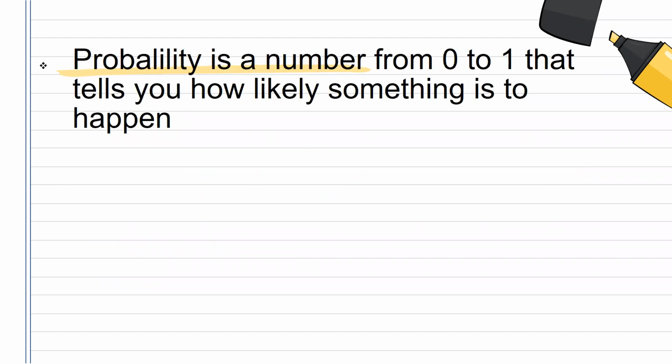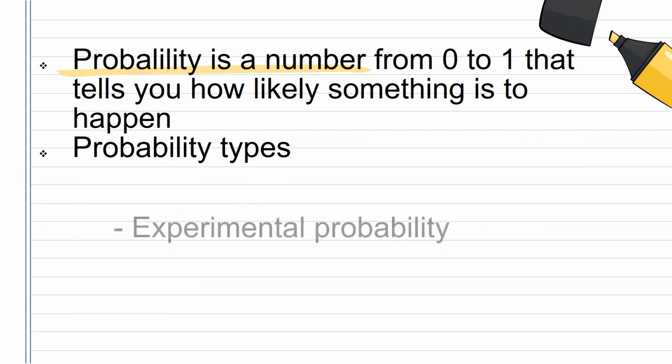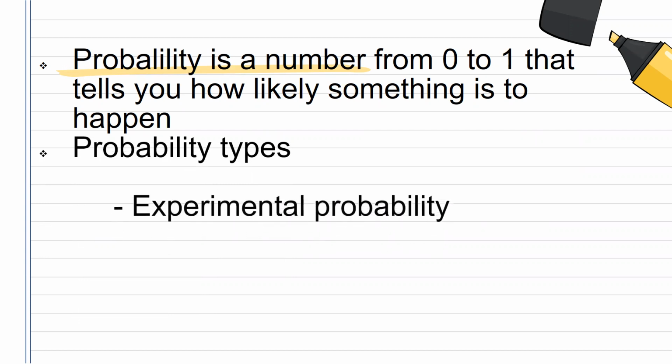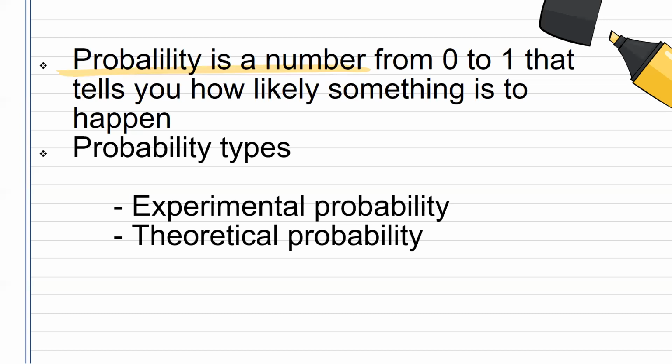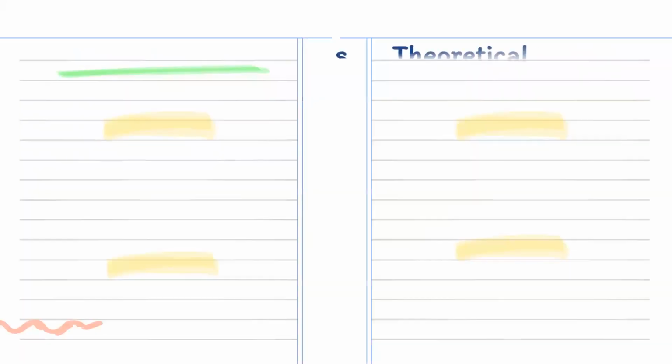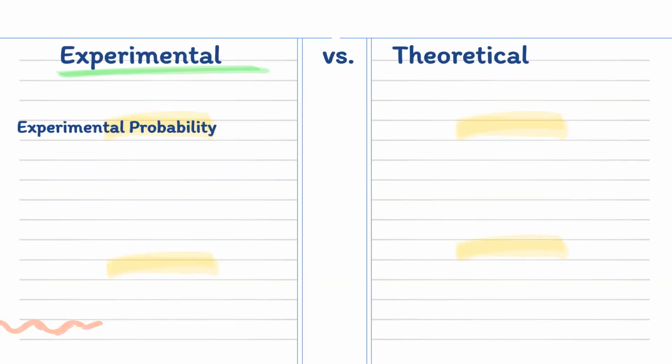So what is probability? Probability is a number from 0 to 1 that tells you how likely something is to happen. We have two types of probability. Number one, the experimental probability. Number two, the theoretical probability. Let's discuss the difference between experimental and theoretical probability.